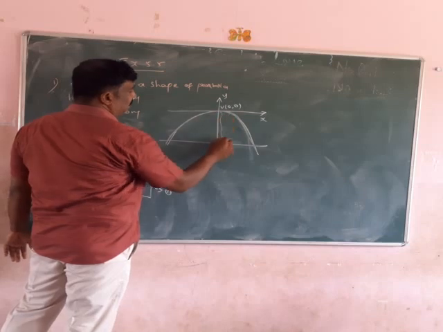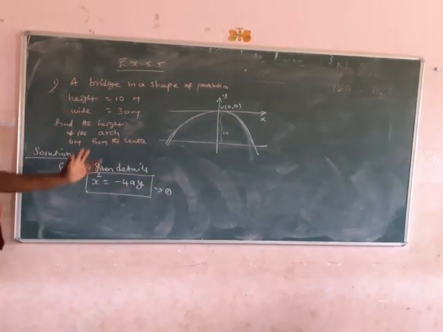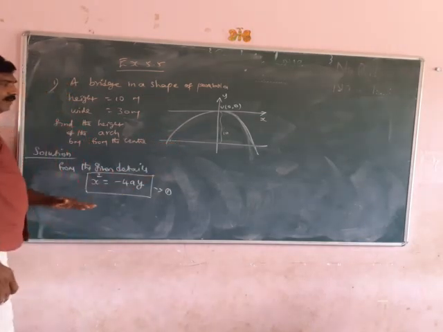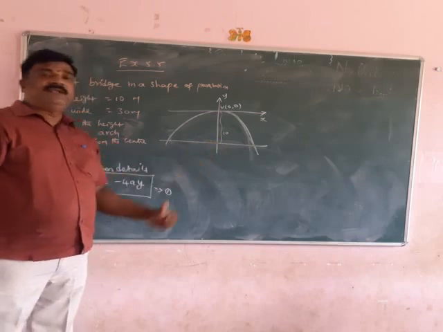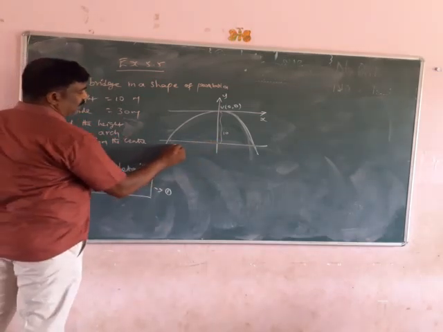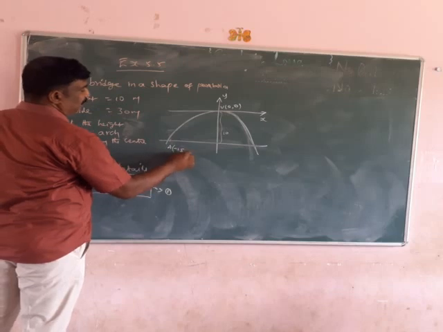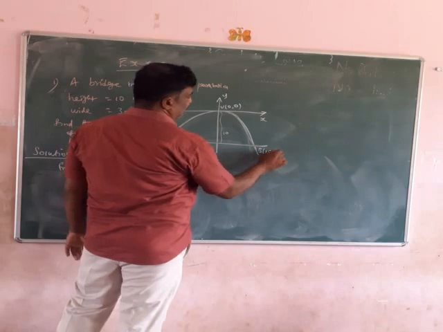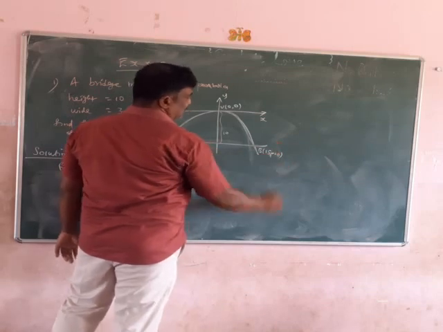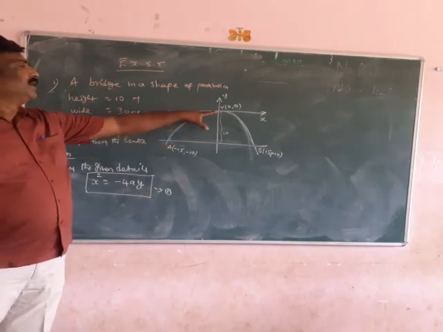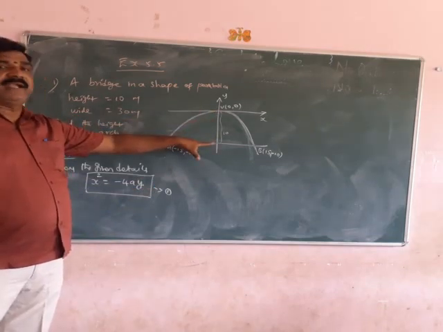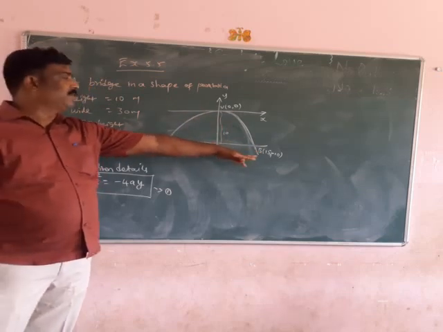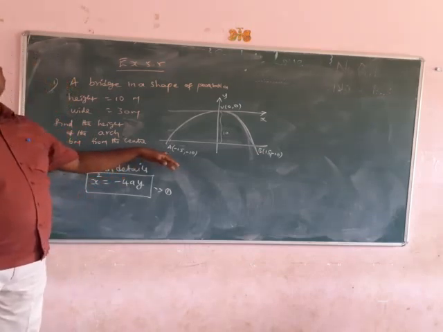So what is it here? The middle line is 10 meter, and the width is 30 meters in total, so this side 15, this side 15. Let me assume the points on this side: minus 15, minus 10 and plus 15, minus 10. Because the height is along the y-axis, the downward values are negative. The right-hand side is positive, so we put plus 15, minus 10, and here minus 15, minus 10.